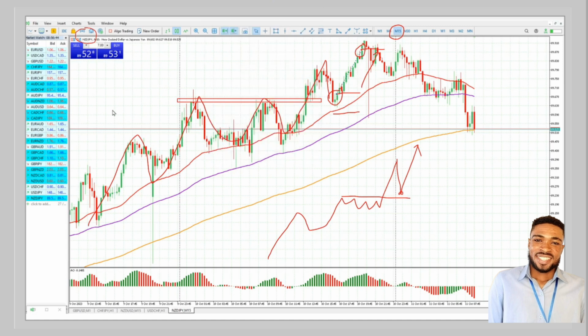So this one was a winning trade. This is the NZD with the JPY. It was a winning trade. So I got one winning trade here. Let's see the other chart.